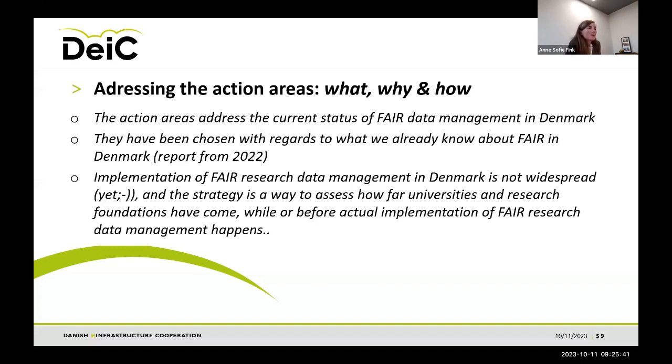The strategy is a way to assess how far the universities and research foundations have come, while, or maybe before, actual implementation of FAIR research data management happens. So lots of things go on already, and we foresee that lots of new activities will be taken on to move in this direction.